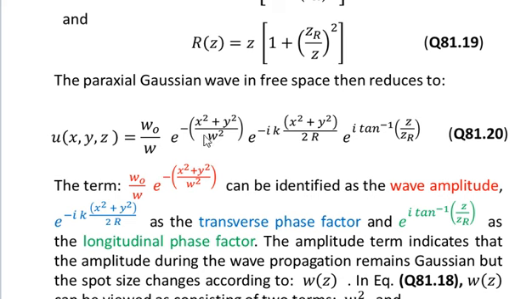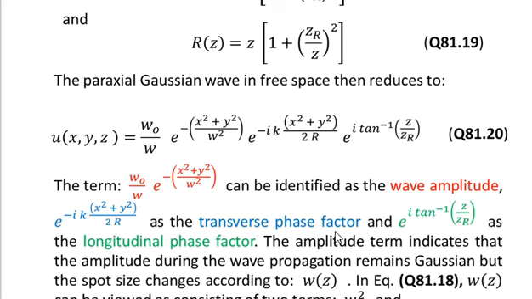Now let's look at the individual functions. For example, the term w naught over w, e to the power minus x square plus y square over w square, can be identified as the wave amplitude, because it is independent of the complex quantity. So this can be regarded as the wave amplitude. The other factor, e to the power minus iota k into x square plus y square over 2 capital R, is actually the transverse phase factor.